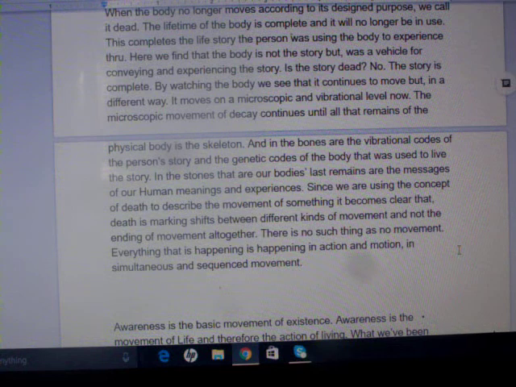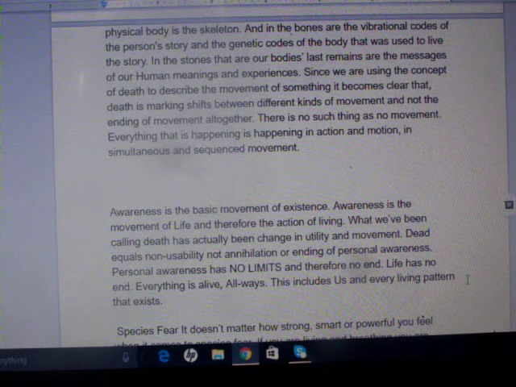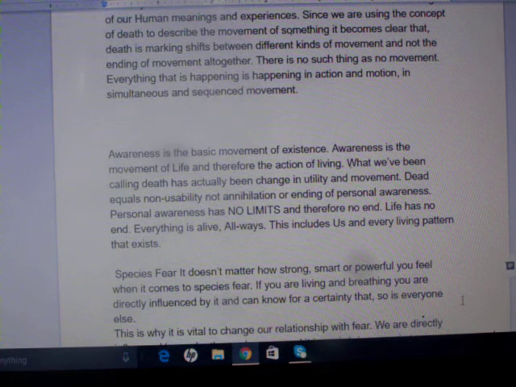Since we're using the concept of death to describe the movement of something, it becomes clear that death is marking shifts between different kinds of movement and not the ending of movement altogether. There's no such thing as no movement. Everything is happening in action and motion, in simultaneous and sequenced movement. Awareness is the basic movement of existence. Awareness is the movement of life and therefore the action of living.